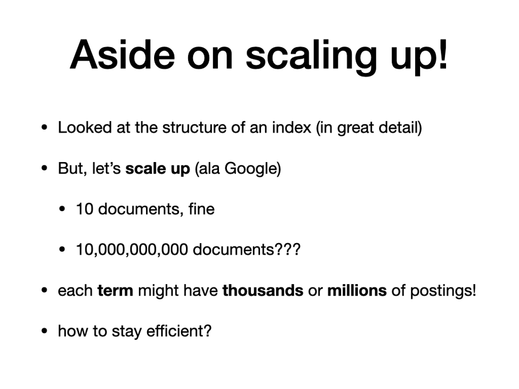Now, any given term is only going to show up in some small percentage of these documents, but when you have 10 billion documents, that's still thousands or millions of postings for each term. Now we're ballooning up to the same size issues that we were talking about with the term-document incidence matrices. So how do we stay efficient?